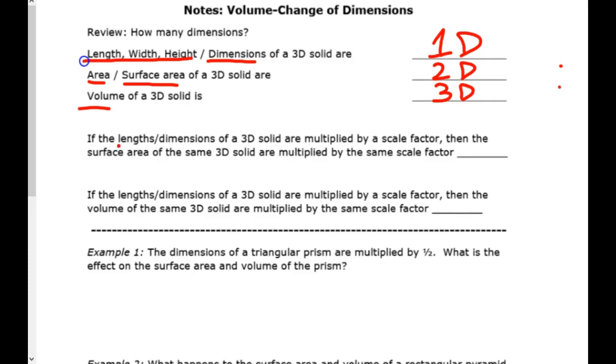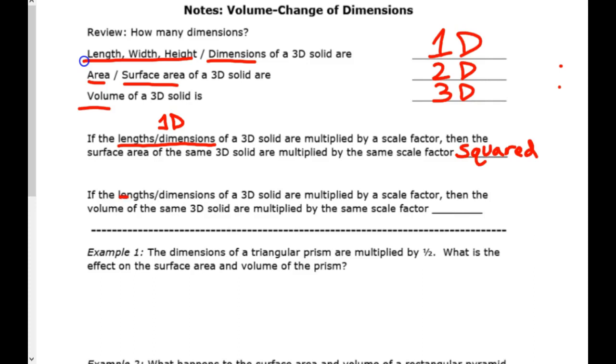So let's read this. It says, if the lengths/dimensions, if the 1D change of a 3D solid is multiplied by a scale factor, then the surface area of the same 3D solid is multiplied by the same scale factor squared. Okay, ignore the grammatical errors there, sorry. But remember, from 1D to 2D, the scale factor is going to be squared. That's old news. Bless you. But today, something new. 3-dimensional volume, right?